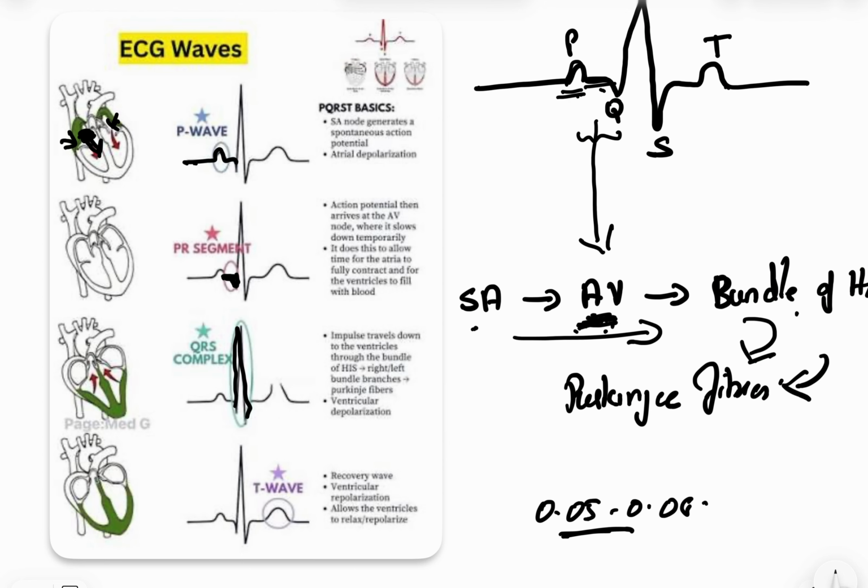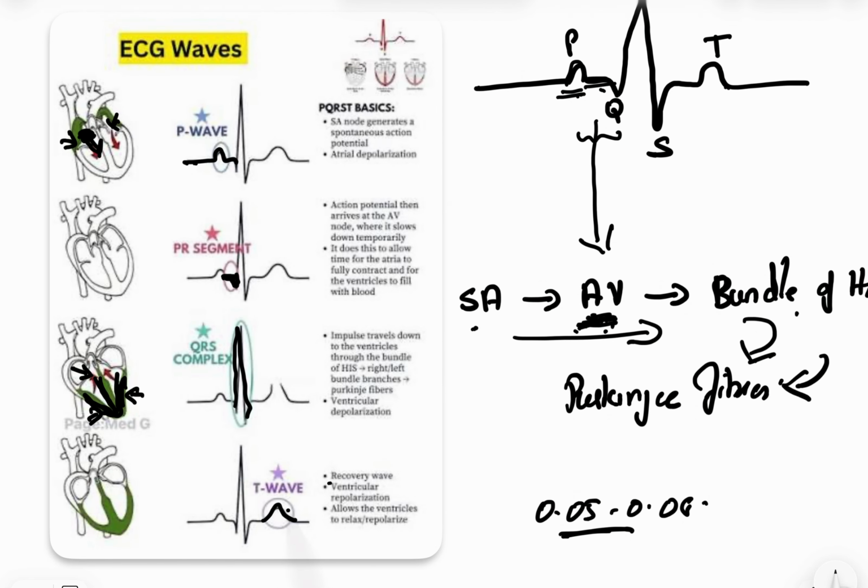And then the QRS complex, what happens here? The impulse travels down to the ventricle. From the SA node it went to the AV node, and from the AV node the impulses travel down to the ventricles through the bundle of His, to the right and left bundle and Purkinje fibers, and help in the contraction of the ventricles.